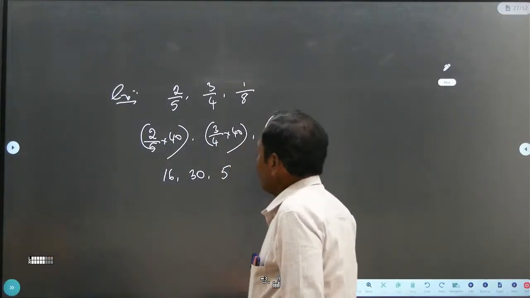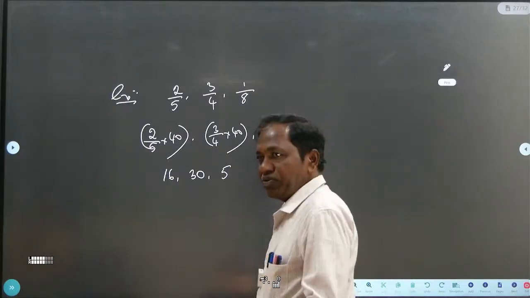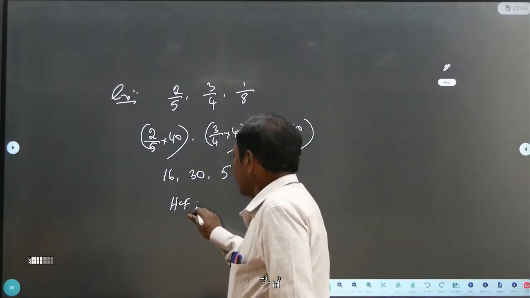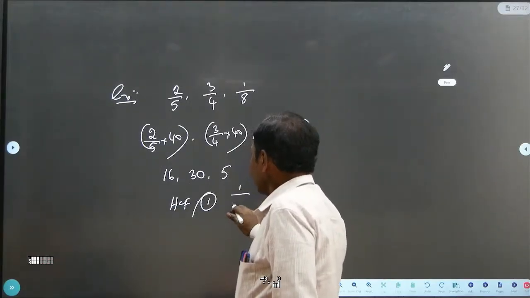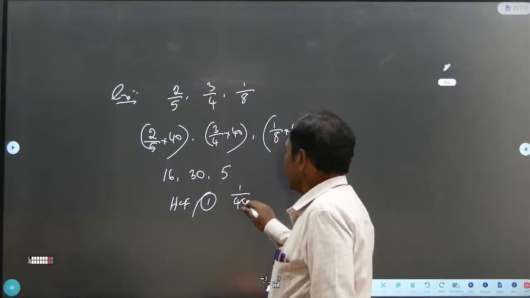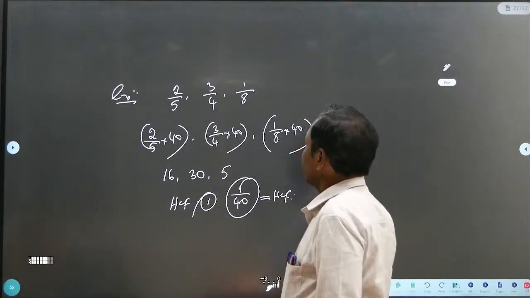Now the HCF among 16, 30, 5. Actually what happens now? Only 1 is the HCF. The HCF of the given numbers is 1. Okay, so 1 by 40 is the HCF of 2 by 5, 3 by 4 and 1 by 8. Yes, sir, that is the HCF of the fractions if we take.